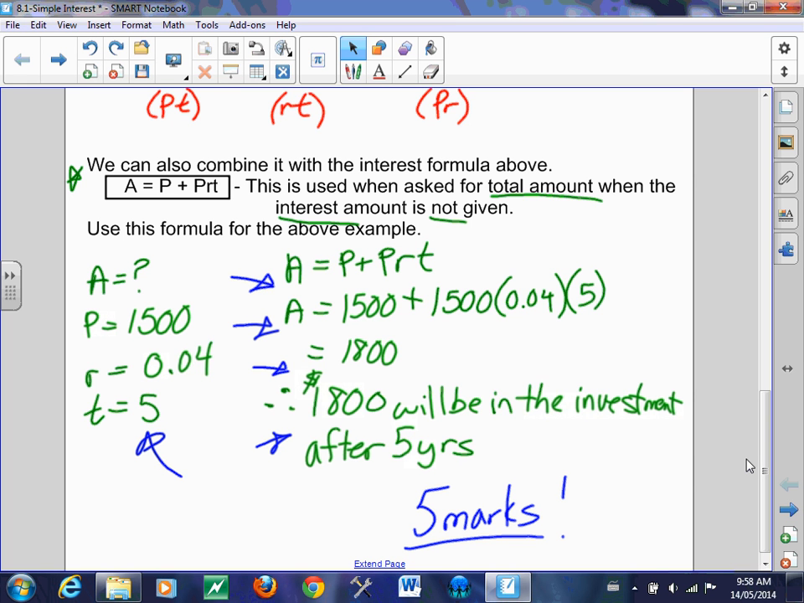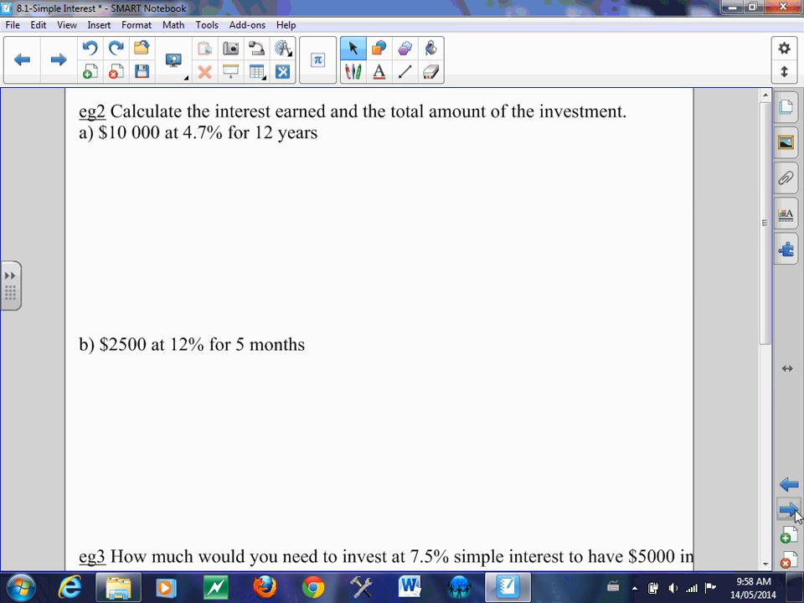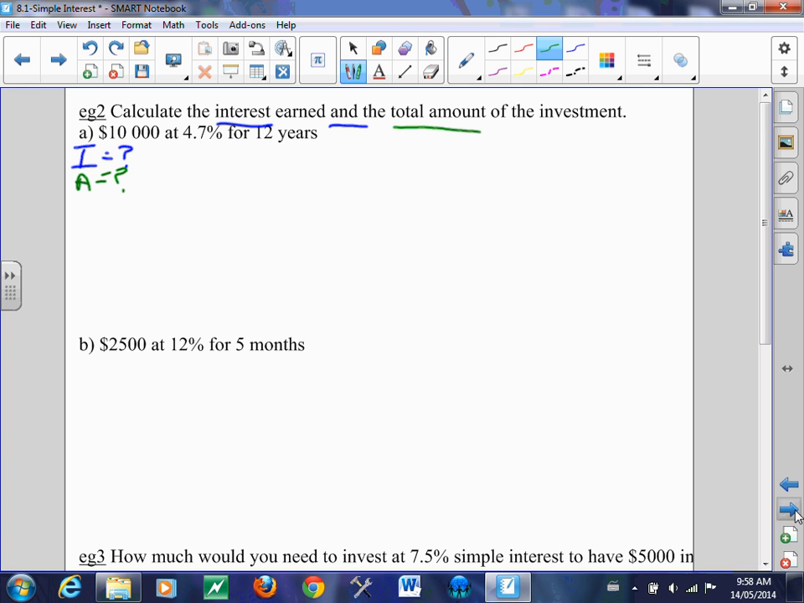All right, let's do a couple more examples, maybe 3 more, and then we will be done. So example 2 says here to calculate the interest earned and the total amount, so there's 2 different questions there, of the investment. For A, it says we got $10,000 at 4.7% for 12 years. So first of all, what are we looking for? We need to find the interest, step 1. We also need to find the total amount. That's going to be another question.